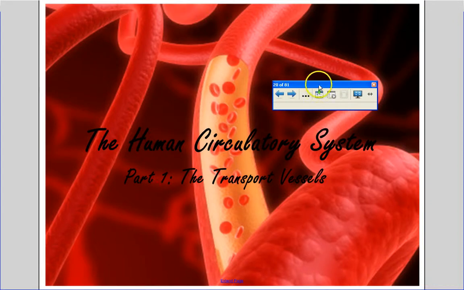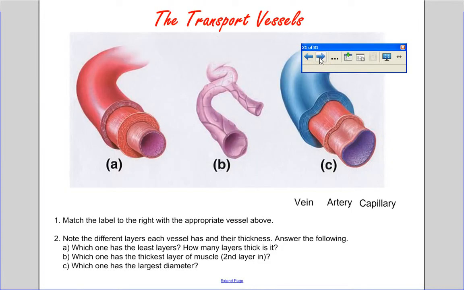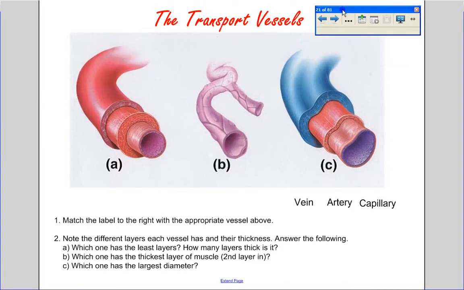Okay, so this is the next part, which for the human circulatory system is part 1. We talked about 3 things that we need for a closed circulatory system, and the first one we're going to talk about is transport vessels. So in us, they are the blood vessels. We have 3 types of blood vessels. We have arteries, veins, and capillaries.